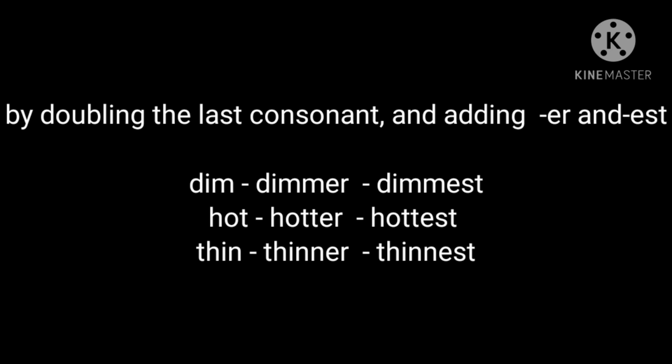By doubling the last consonant and adding ER and EST. This way of forming degrees of comparison takes place if the positive degree ends in a consonant with a vowel before it. Example, dim, dimmer, dimmest, hot, hotter, hottest, thin, thinner, thinnest. Here, the positive degree adjective ends in consonant M, T, N. All these are consonant letters, and before that, vowel letters come. That's why we double the last consonant and add ER and EST.